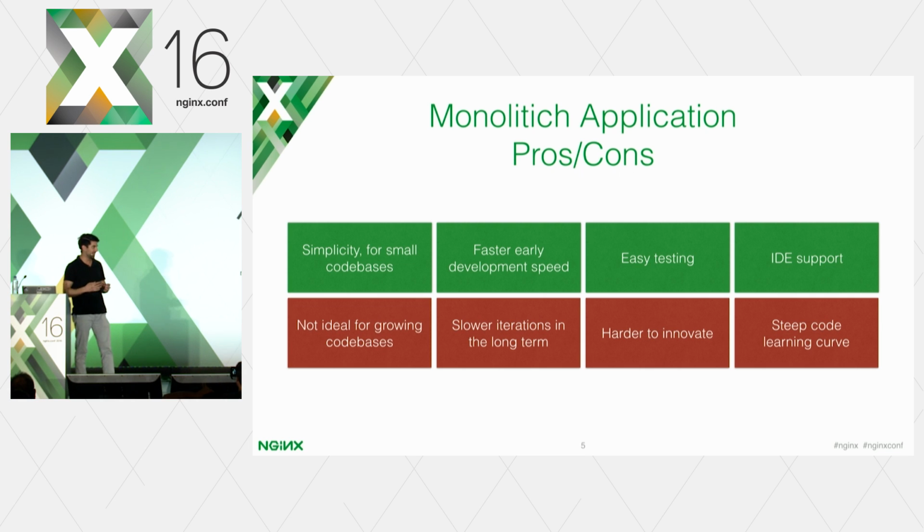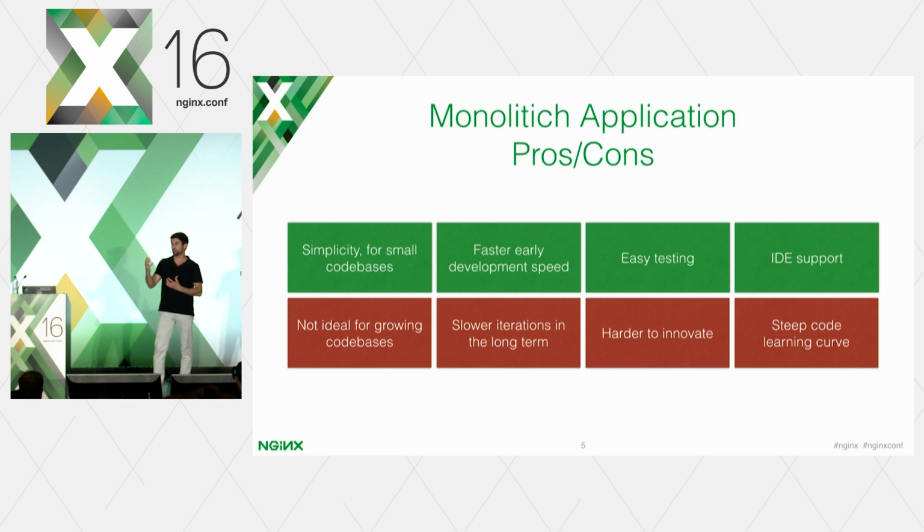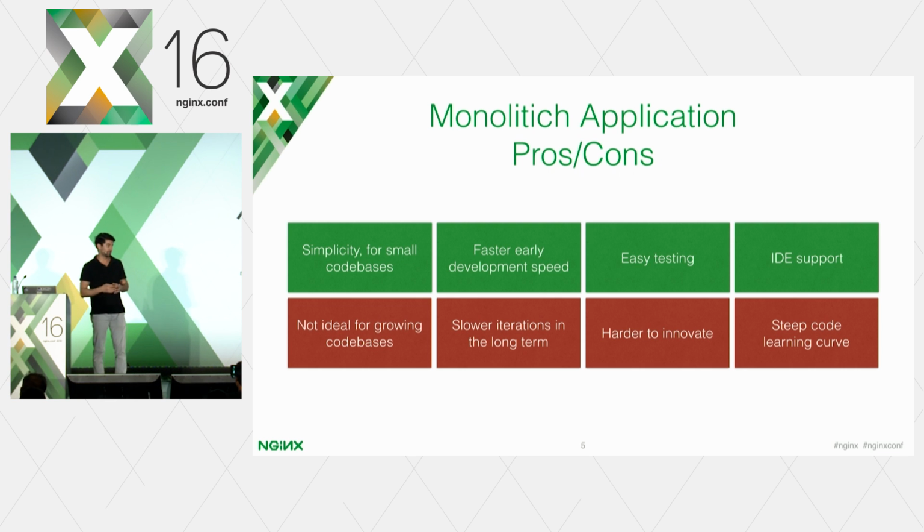But of course, having everything baked together into one code base is not ideal if you have a growing code base, right? Because over the years, the more features you build, the more code you add, the harder it's going to be to keep track of this code in one place. Because of that, teams will iterate slowly on top of this huge code base. And the bigger it gets, the slower you will be able to iterate on it.